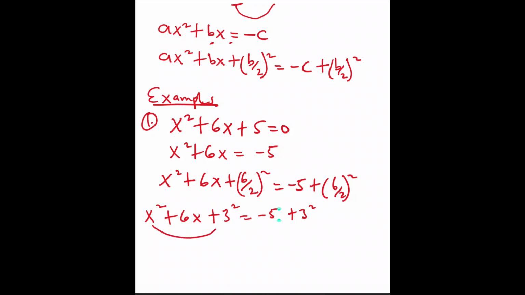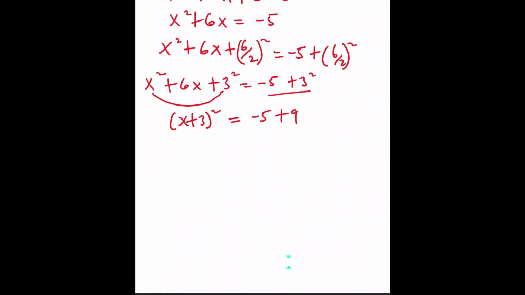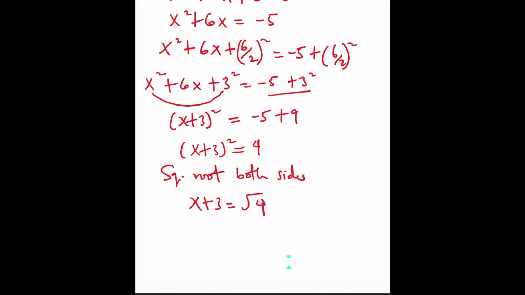Now these two, we are going to connect together, and then we solve for this one. So that will be x plus 3 all squared is equal to minus 5 plus 9, and minus 5 plus 9 is 4, right? So we have x plus 3 all squared is equal to 4. We are going to square root both sides so that we can find x. When we square root both sides, we have x plus 3 is equal to root 4.